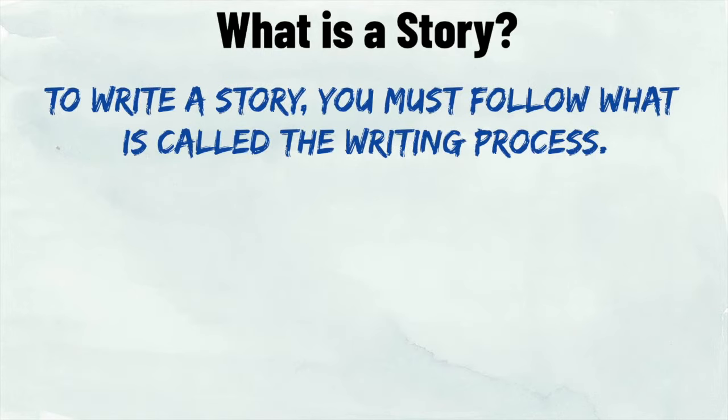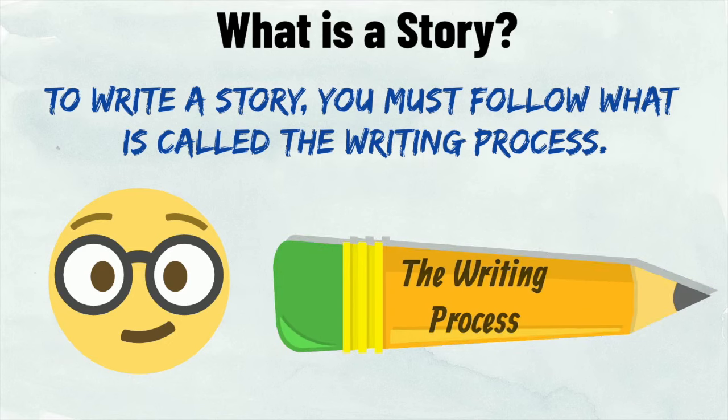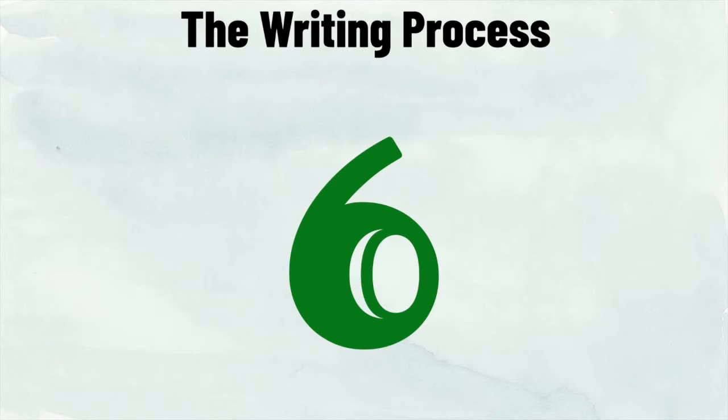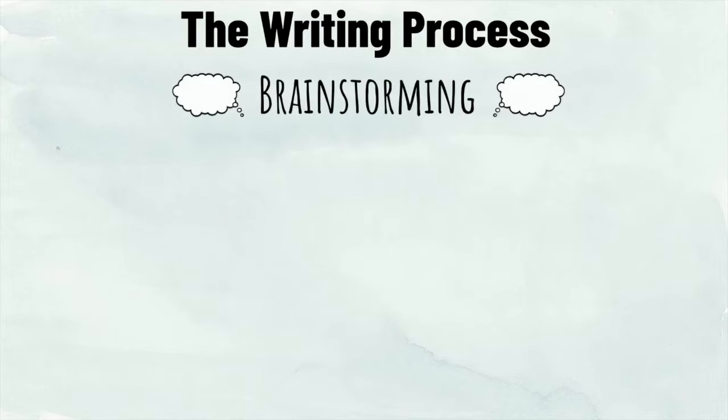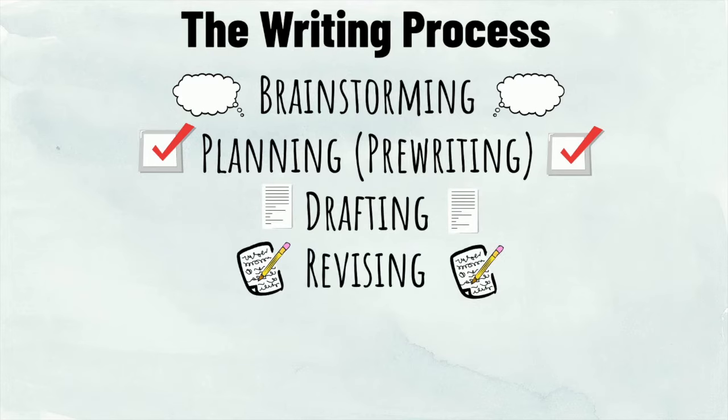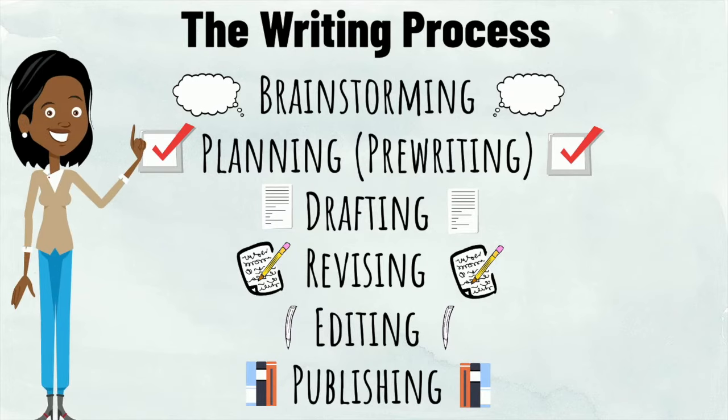To write a story, you must follow what is called the writing process. There are 6 steps in the writing process. They are brainstorming, planning or pre-writing, drafting, revising, editing, and publishing. Let's take a quick look at each of these steps.